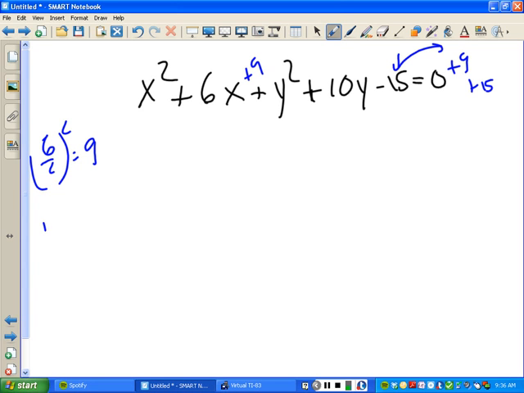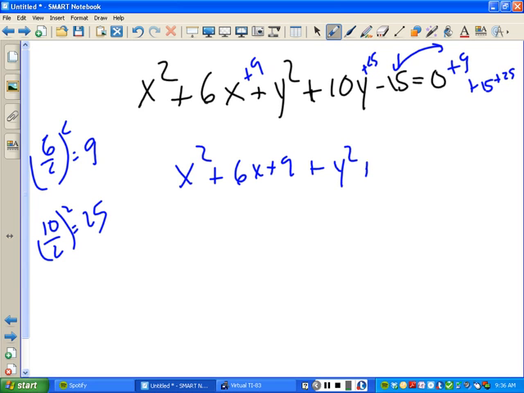Now, the 10, you have to take 10 divided by 2. What are you going to get? 5 squared is 25. So if you add 25 here, you must also add it here. So you get x squared plus 6x plus 9 plus y squared plus 10y plus 25 equals 49.